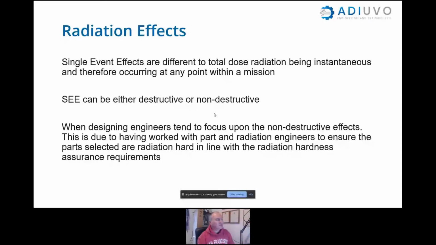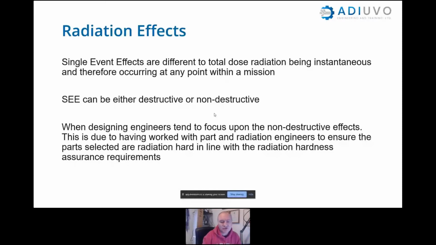Now we do get single event upsets. Obviously, they're the most common types we get, and we're going to take a lot of a look at those in the fourth section, where we look at the bit flips and such that can go on, and how we can protect and mitigate our designs to take this into account. One thing to mention, we tend to focus on the non-destructive ones as FPGA digital engineers. We tend to focus on flipping a bit that corrupts a register, corrupts some data. Maybe if we're really unlucky, it's a single event functional interrupt and resets the FPGA configuration.